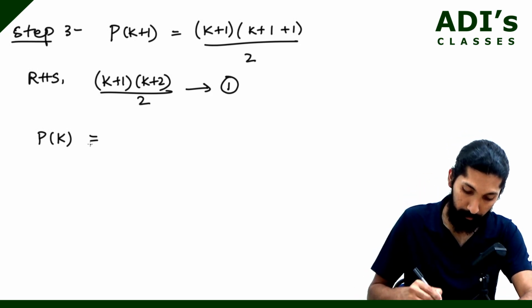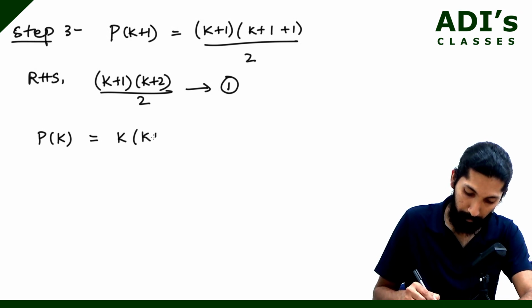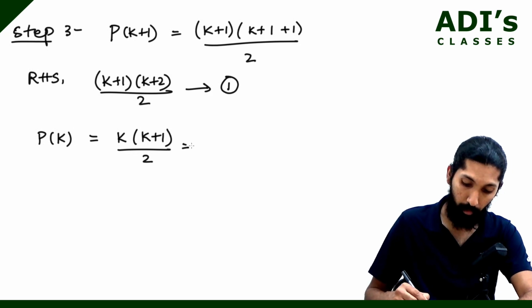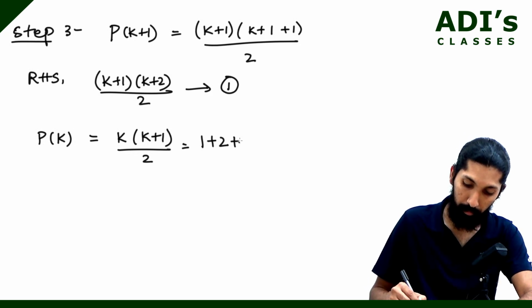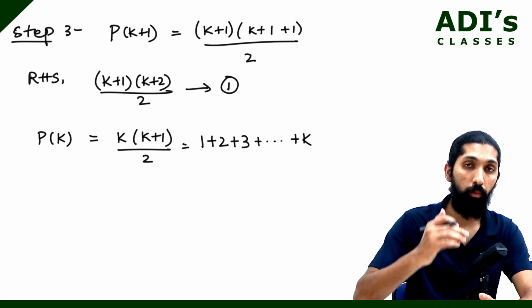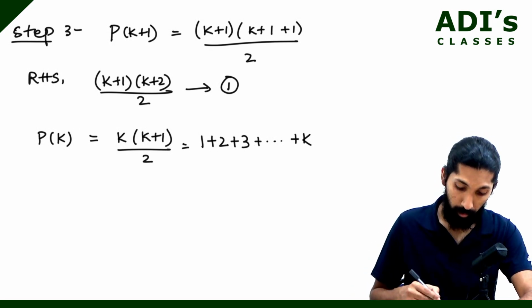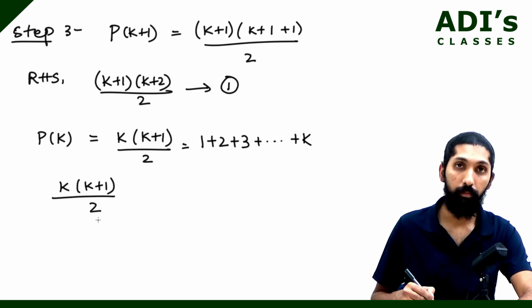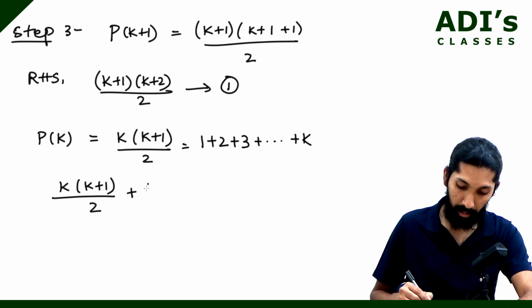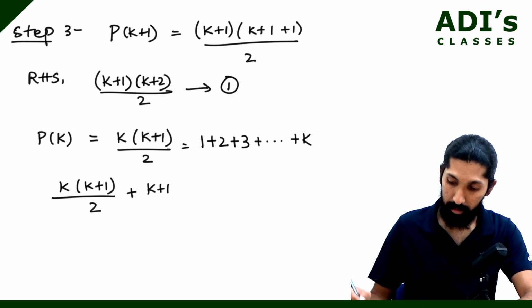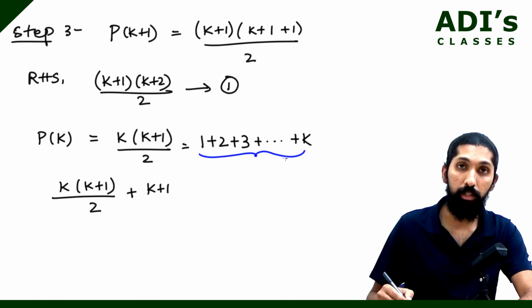So p of k becomes k into k plus 1 divided by 2, which is nothing but 1 plus 2 plus 3, and so on and so forth, till k. Make sense? Now what are we going to do? For k into k plus 1 by 2, if you add k plus 1, what is the meaning of this? You see this particular sequence?